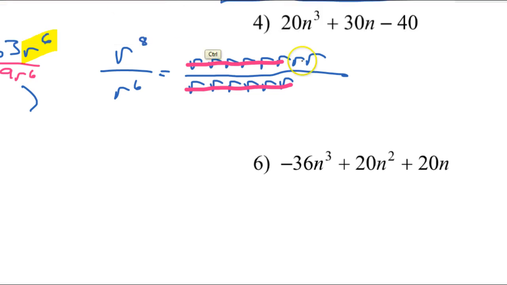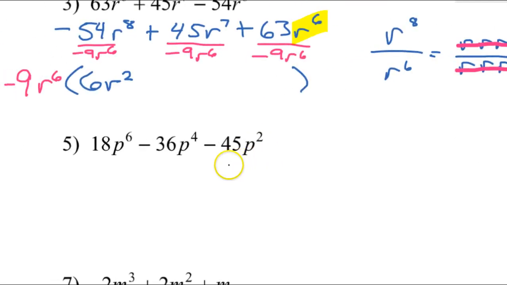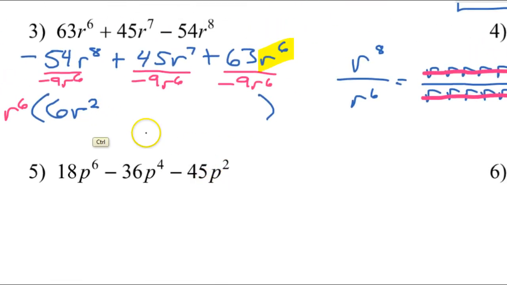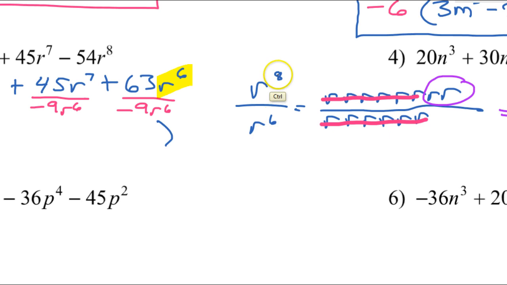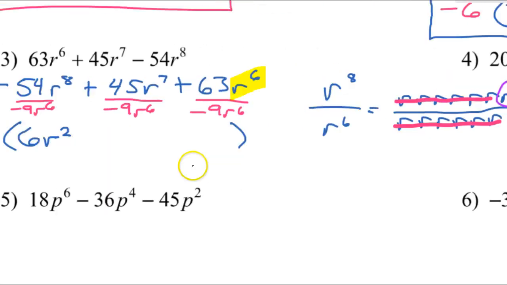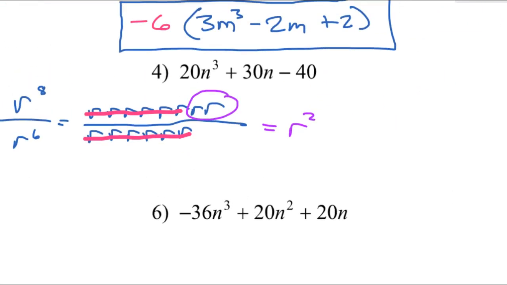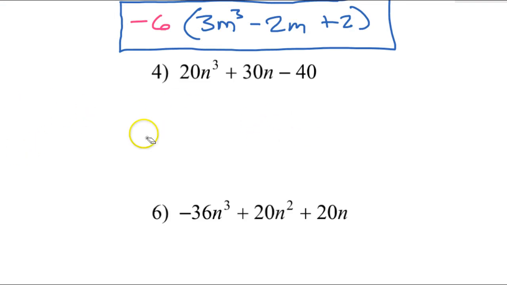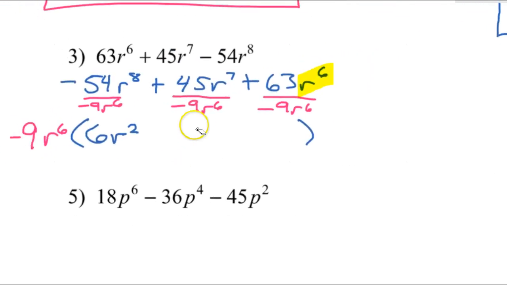And then look what's left. There are 2 r's left in the numerator, so that's where the r squared is really coming from. But as a shortcut, you can just do 8 minus 6 and get 2. Okay, but it's helpful to know what's really happening, in case you ever get confused, you can figure it out. Anyway, back to this.